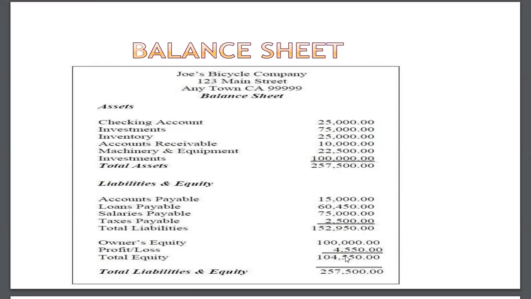Anybody understand that? Hello? I'm wondering if everybody got this area here about the owner's equity, profit or loss, and then total equity. Did everybody get that? Can you run it over, sir? Because I was distracted for a minute there.